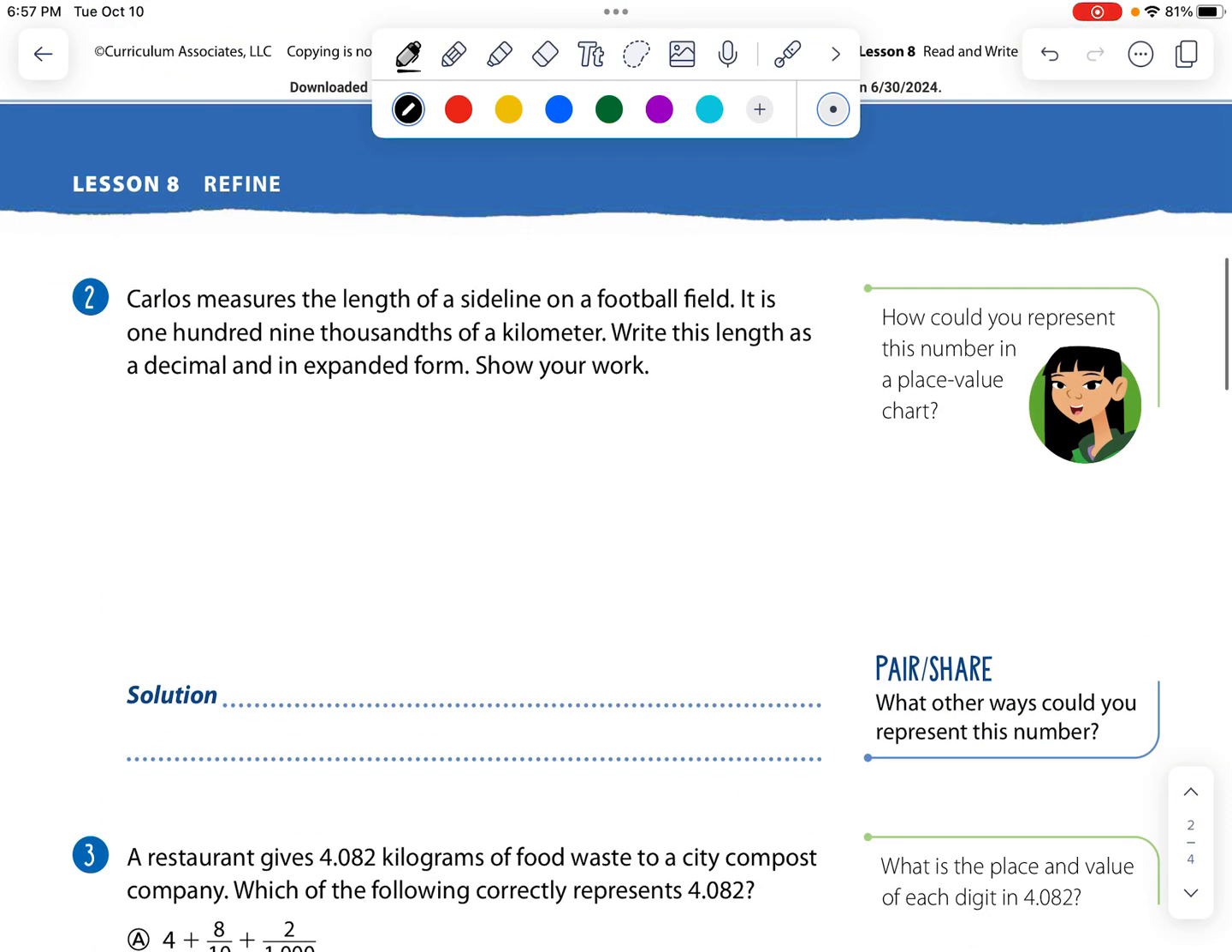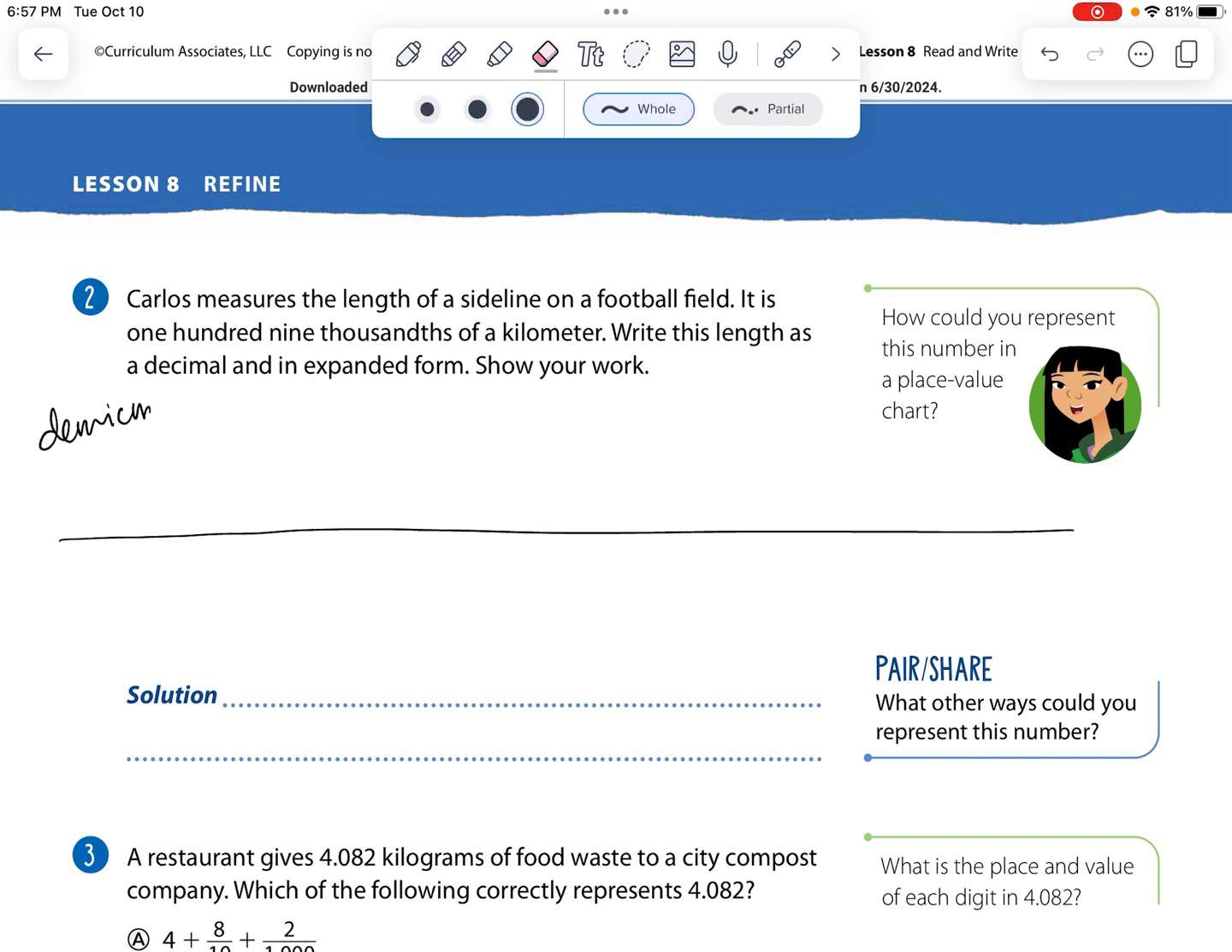Okay, Carlos measures the length of a sideline on a football field. It is 109 thousandths of a kilometer. Write this length as decimal and in expanded form. Okay, we haven't really worked too much with expanded form, so I'm going to slice this in half. I'm going to put decimal up here, which I can't even spell apparently, and it's right there. Remember, if I'm going too fast, pause.